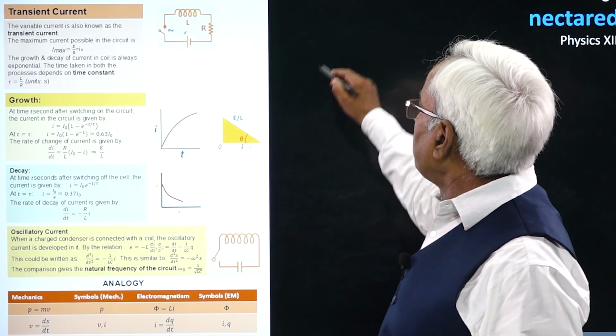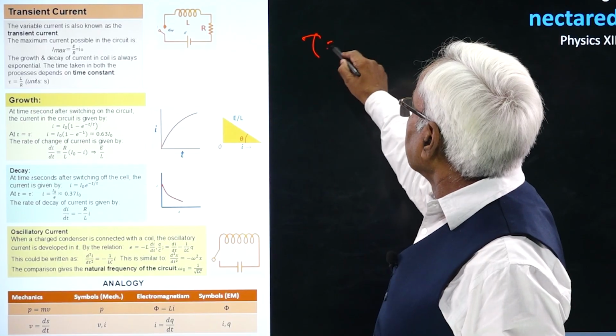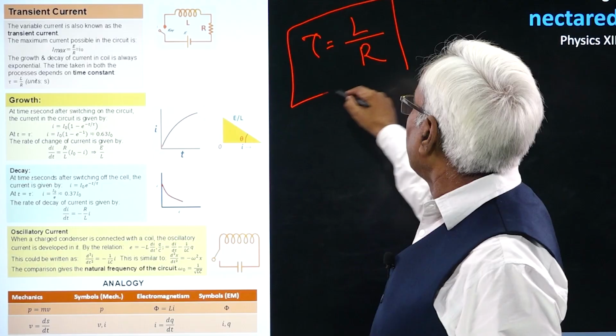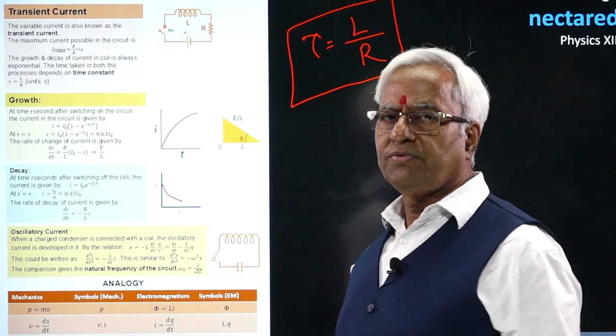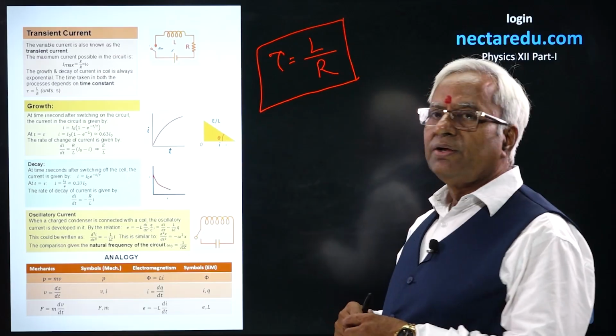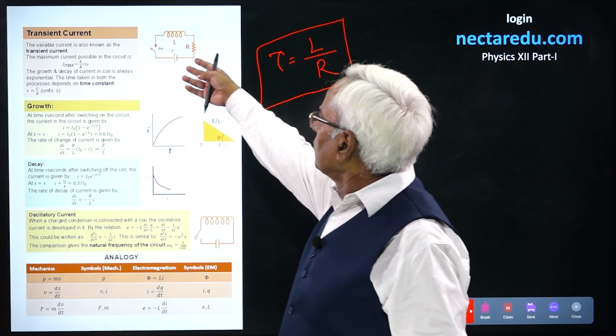of current depends on the time constant that is given by L upon R. This is known as the time constant. If you try to find out the dimension, you will have the dimension T. You see, a circuit has been shown over here.